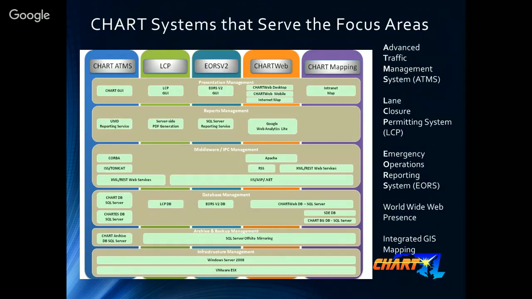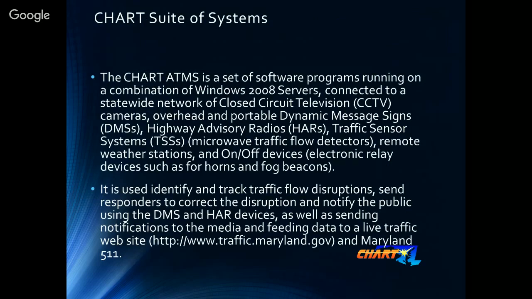Now all of these systems are designed, built, operated, and maintained by a part of the organization that works for me at State Highway. So the Advanced Traffic Management System runs on a combination of Windows 2008 servers connected to those cameras that I showed you, dynamic message signs, highway advisory radios, speed sensors, remote weather stations, and on-off devices that cause the flashing to happen when we want you to look at a particular message sign. We definitely are used to tracking these flow disruptions, putting messages up to notify the public, sending messages out across the internet, and then notifying the first responders how to get out there.